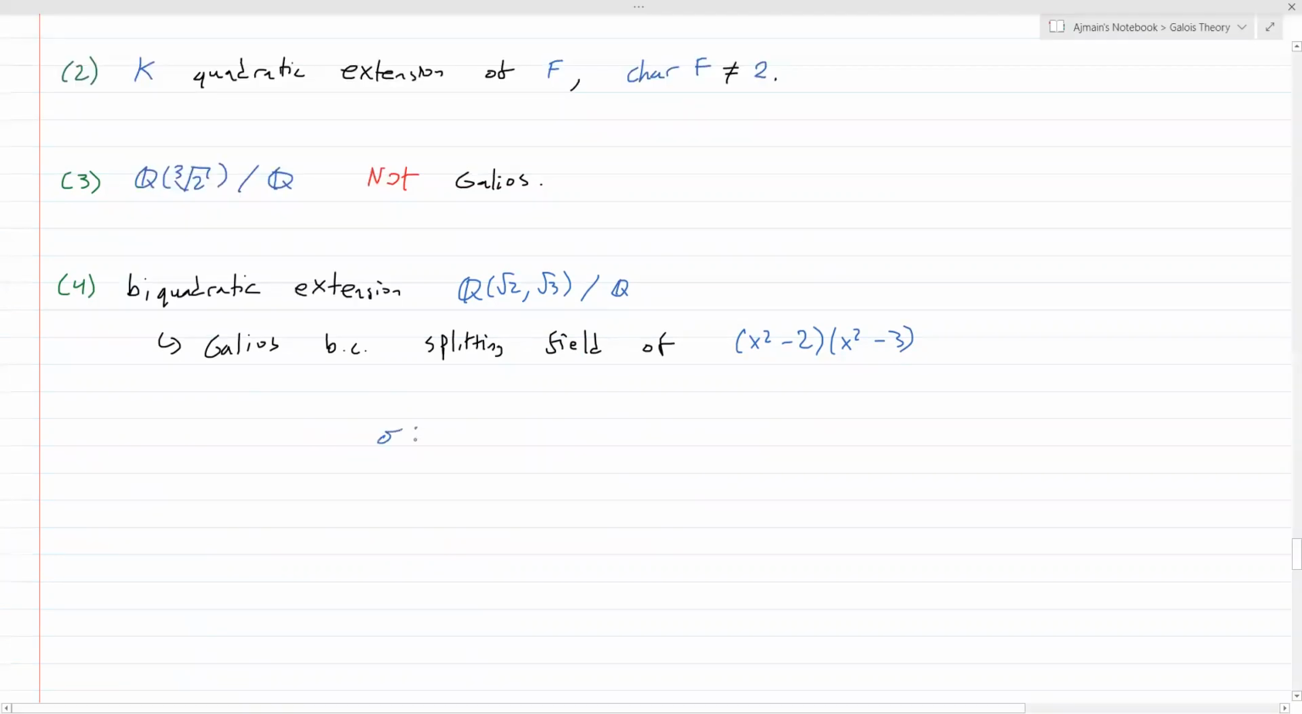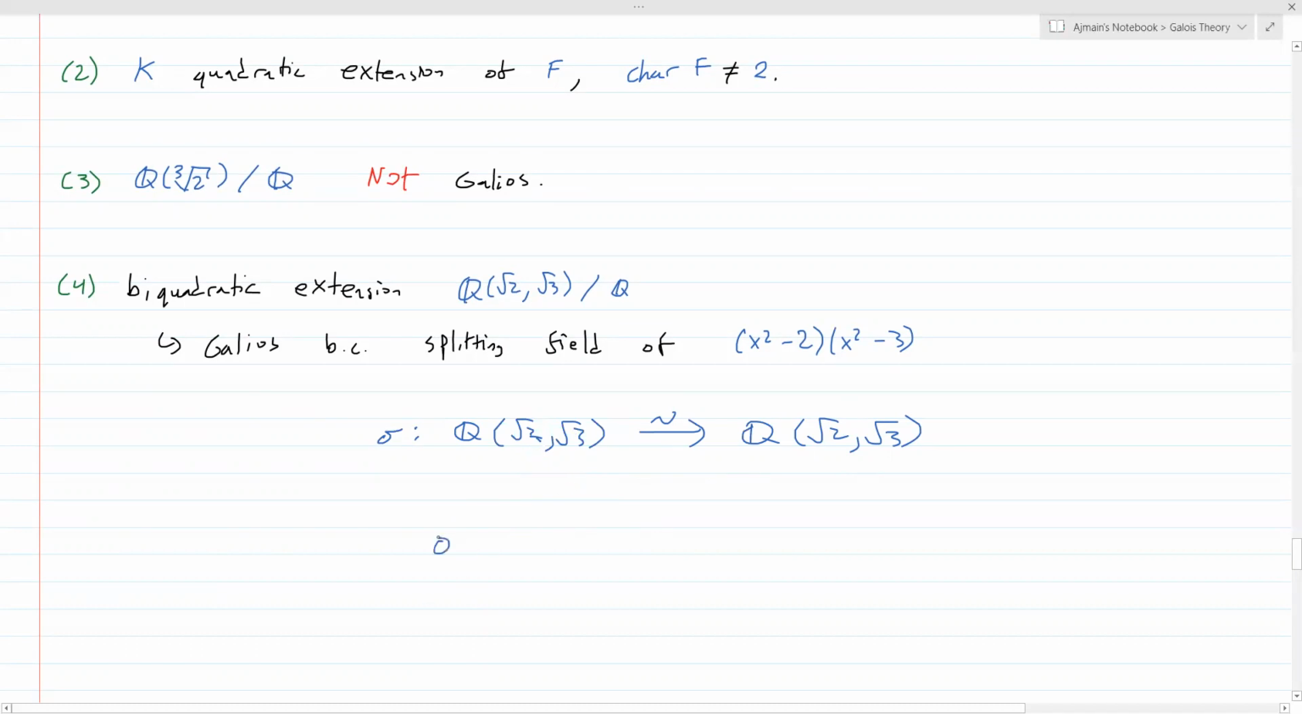Sigma is an automorphism of Q adjoin square root of 2, adjoin square root of 3, to Q adjoin square root of 2, adjoin square root of 3, right? So this is an automorphism. The point is, this automorphism is determined by its values on the algebraic generators, square root of 2 and square root of 3.